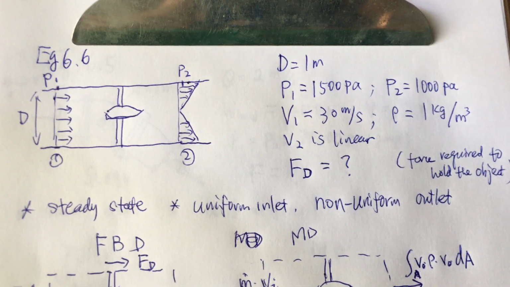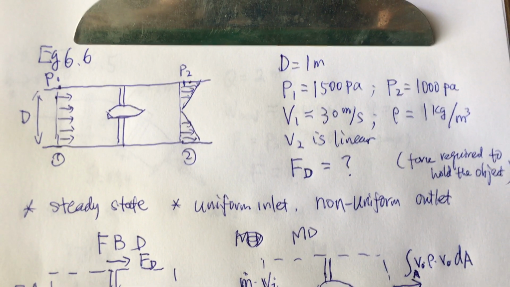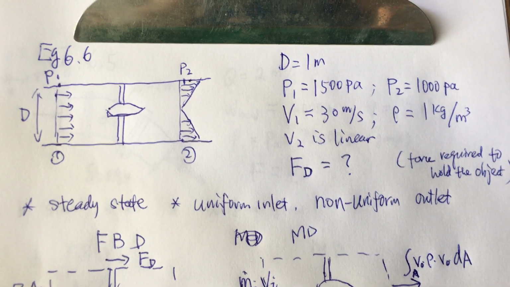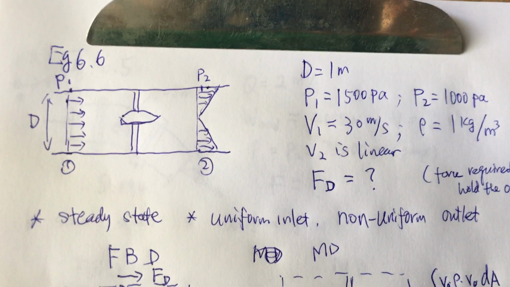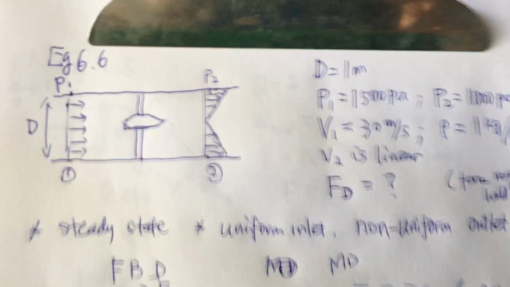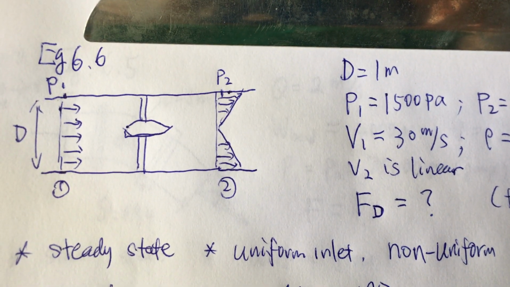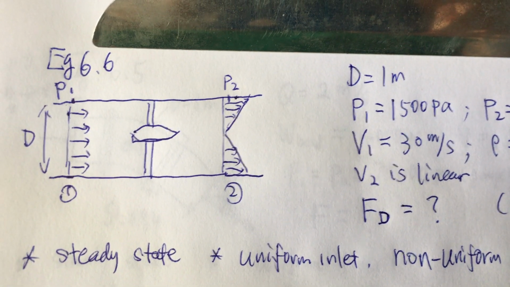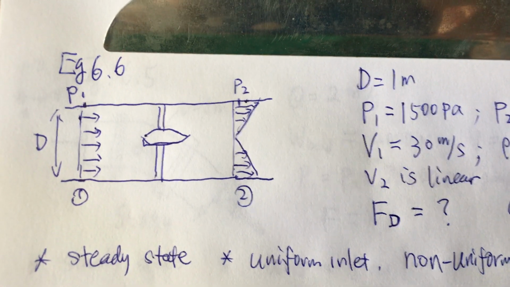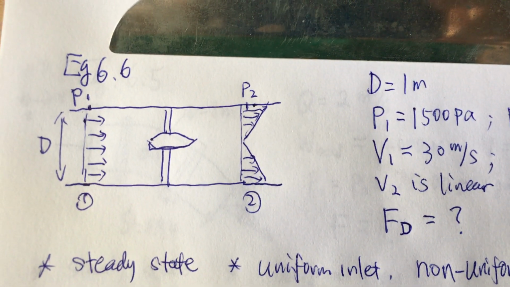Okay, this is the last example I want to give for chapter 6, example 6.6. The problem is like this. That's a wind tunnel. It's a tube. Basically, it's a circular wind tunnel with a diameter of d.